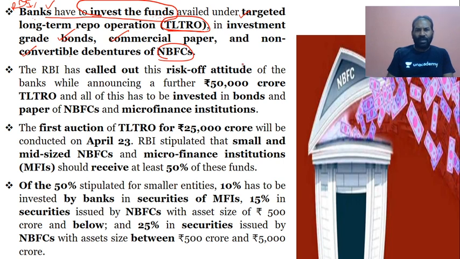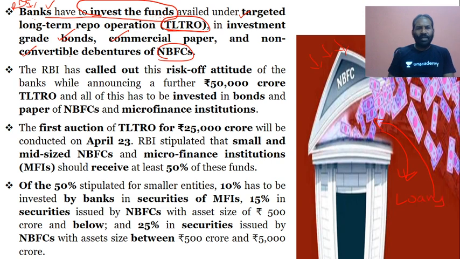So when the banks are investing in this way, by bonds, commercial paper and all that, again the money is getting into the NBFCs. That is, more liquidity is getting into the NBFCs. That is what this picture is very clearly saying. And once it gets into NBFCs, they can go ahead with giving loans to many borrowers.